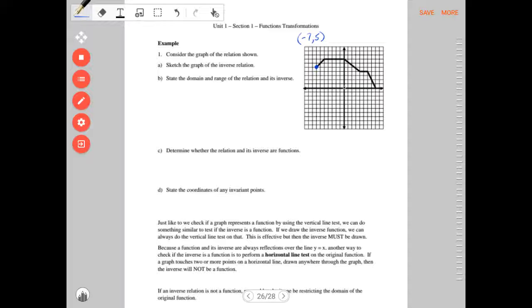So look at where that goes: 5, negative 7 goes right here. Awesome. This next one is negative 5 and positive 7, so that goes to 7, negative 5. So 7, negative 5 is there.